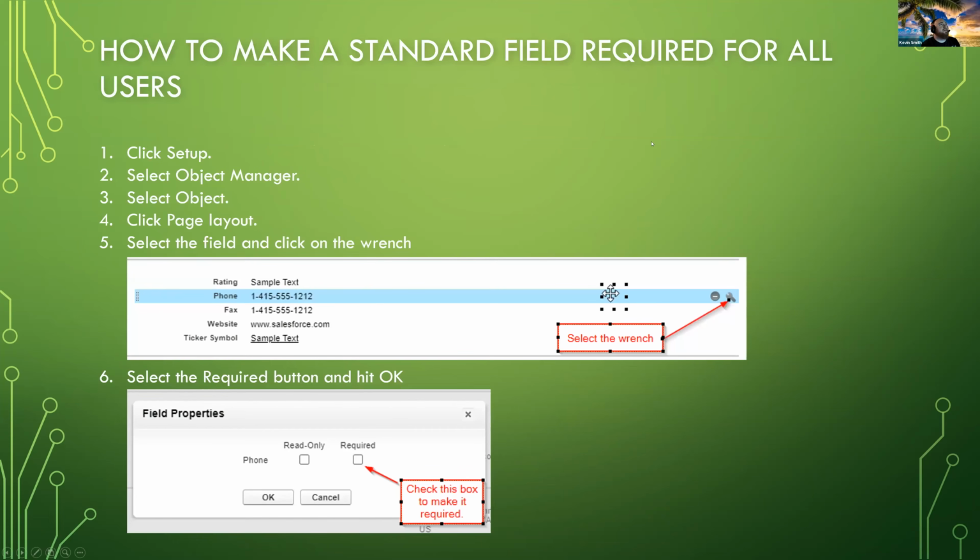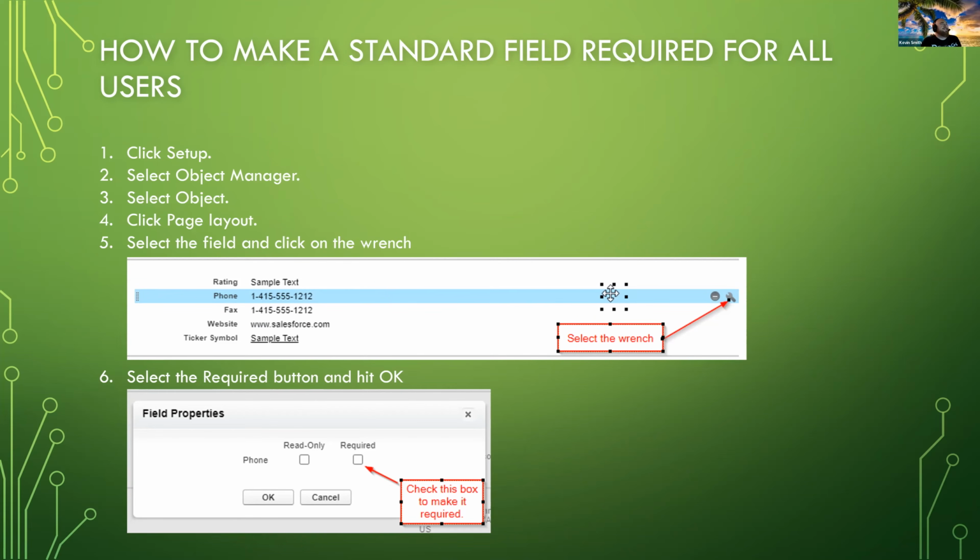The next one is how to make a standard field required for all users. So you would click your setup cog, go to your object manager and select which object you're looking for. Click on the page layout, and that's one way, and select the field and click on the wrench, and then go ahead and hit the required field. That is one way of doing it. You don't have to do it on the page layout because I kind of changed this a little bit.